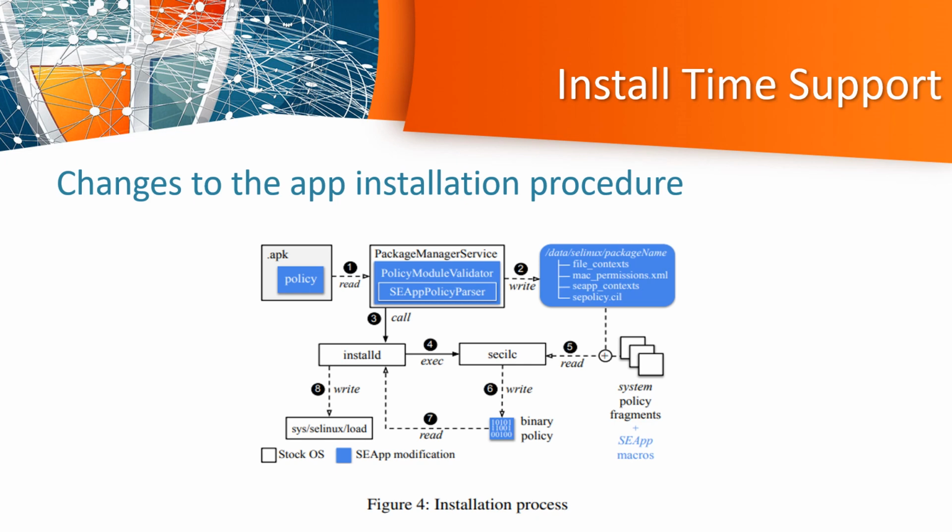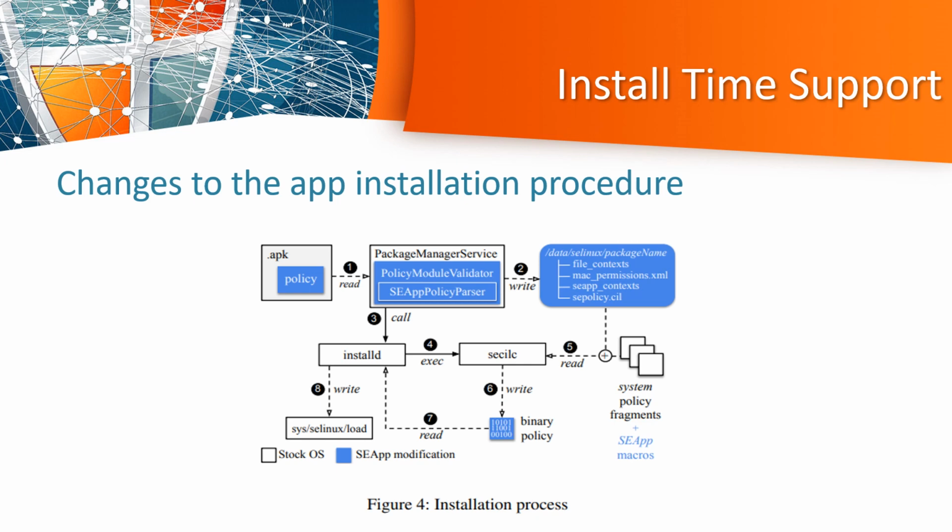Otherwise, the policy module is stored within data SELinux in a dedicated directory identified by the package name. Then the package manager service invokes install through the installer to trigger the policy compliance with an access call to the SEApp program. SEApp reads the system SELinux policy fragments, the SELinux app macros, and the SELinux policy fragments of the app policy module in the data SELinux directory, and builds the binary policy.